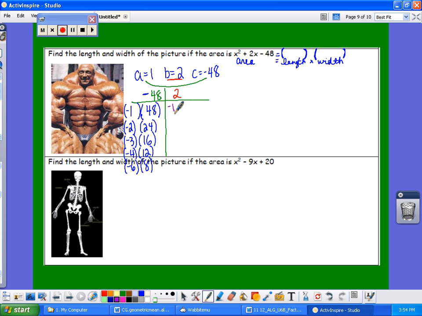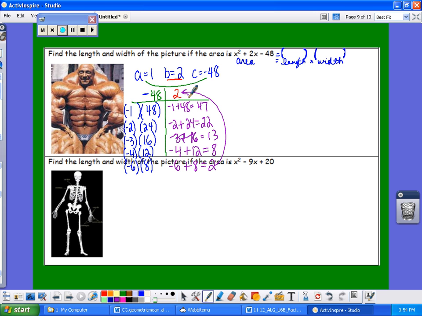Negative 1 plus 48 equals 47. Nope. Negative 2 plus 24 equals 22. No. Negative 3 plus 16, and I don't know why that's connecting so bad, is equal to 13. Doesn't work. Let's try the next one. Negative 4 plus 12 equals 8. I'm getting closer, but not quite. Negative 6 plus 8 equals 2. Hey, isn't that what I needed?